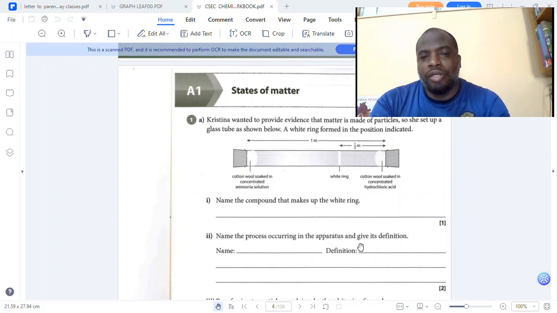And so today we're going to be looking at states of matter. We are going to dive right into it.